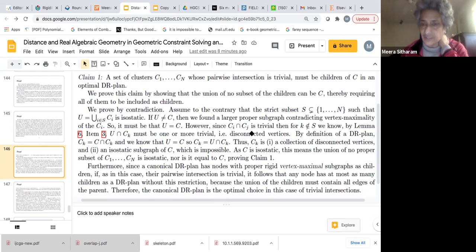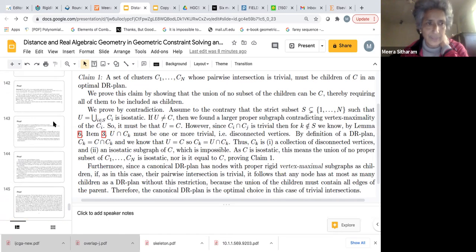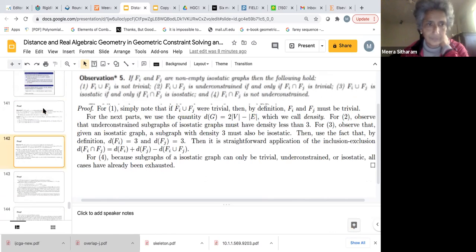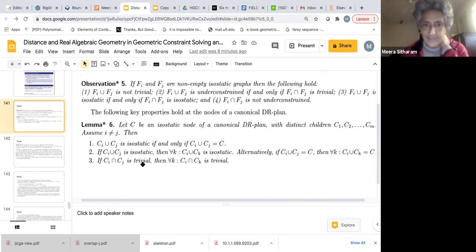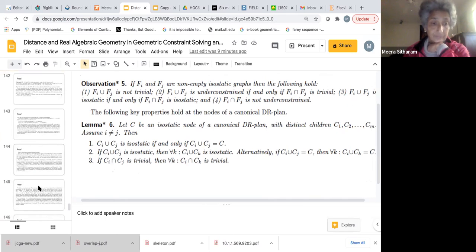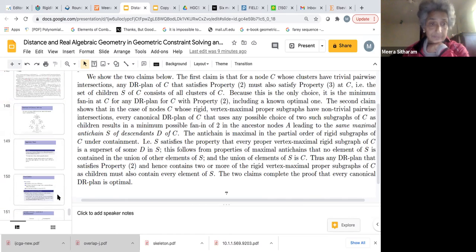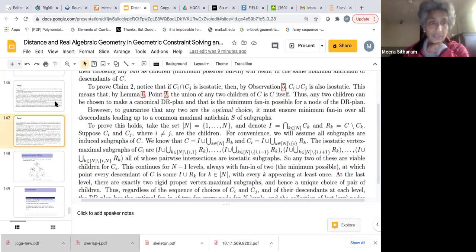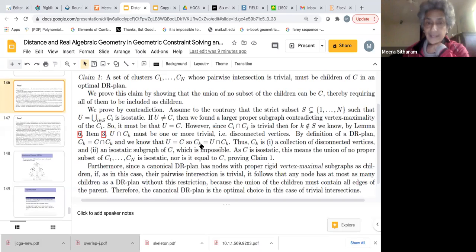However, since the intersection is trivial, one of the items of the lemma that we used in the beginning is that if their union is isostatic, then for every K, the union of C and K is isostatic, and if the intersection is trivial, then for every K, the intersection between any two of them is trivial. So if you go here, claim one.